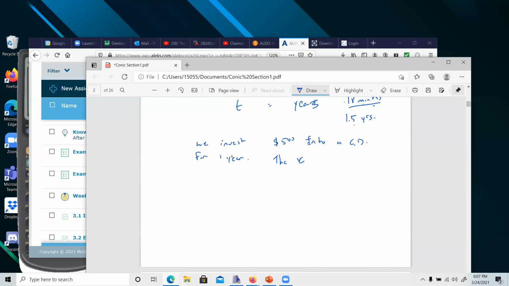The CD earns, let's live dangerously, 2% interest. You think I'm kidding, but I'm really not. I mean, you can get 2% interest, but you have to have like a $50,000 CD for that to happen. I'm not gonna see that. But it earns 2% interest and is compounded monthly. That's what CDs live like, and for 1 year. Okay, how much money will you have at the end of the year of the investment?